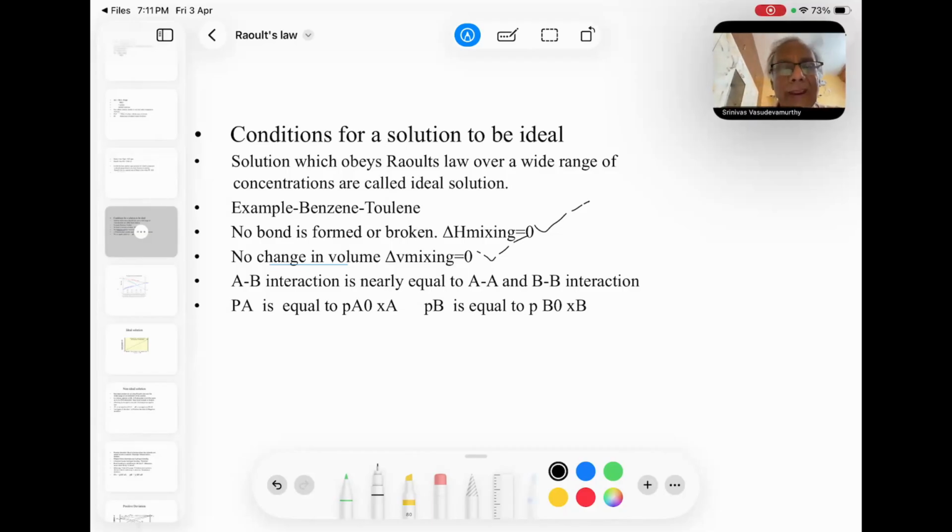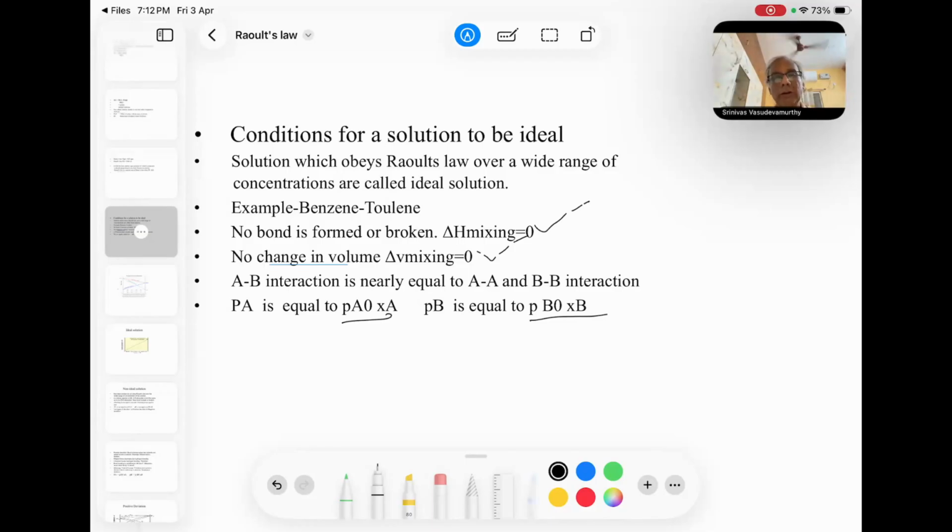Now, let us say A is benzene, B is toluene. AB interaction in solution is nearly equal to AA or BB interaction. There's no change in the interaction or in the environment here. So I can write PA equals P naught A into the mole fraction of A, PB equals P naught B into the mole fraction of B. It's called an ideal solution.